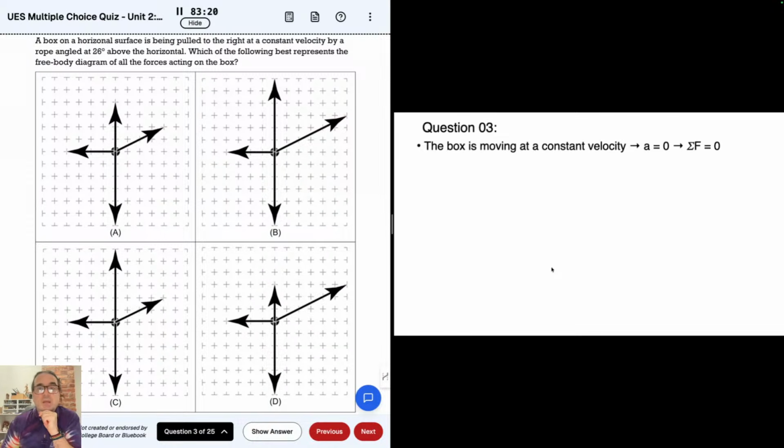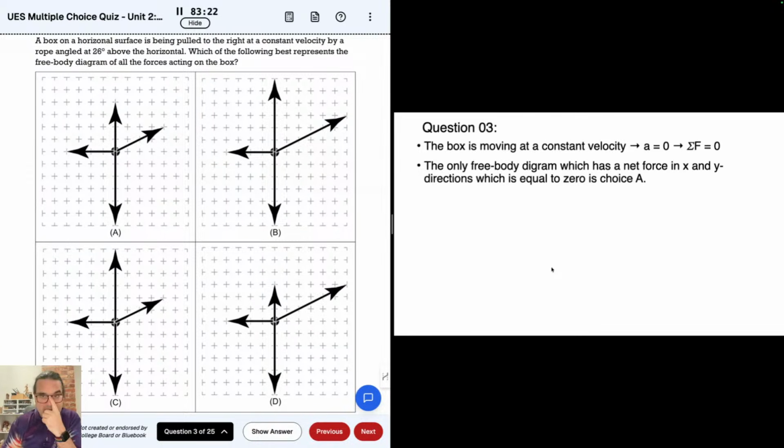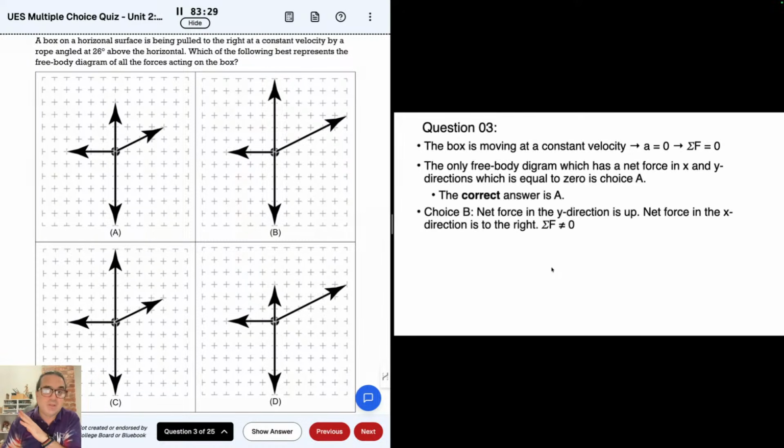So the only free body diagram which has a net force in the x and y directions which is equal to 0 is choice A. So notice in choice B, the net force in the y direction is up. Yes, these two forces balance out, but this has a component in the y direction which makes it so that the net forces in the positive y direction exceed the net forces in the negative y direction. Therefore, the net force is up. And the net force in the x direction is to the right because the component of this one is larger than this force to the left there.